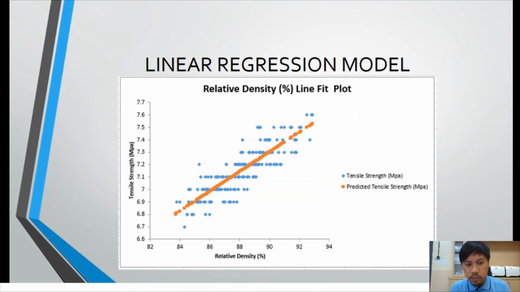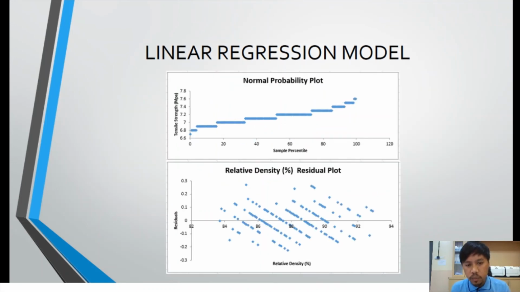And here is the linear regression model relative density line fit plot. The orange is the predicted tensile strength and the blue one is the tensile strength. Here is our result for relative density. And here is the linear regression model normal probability plot and the relative density residual plot.